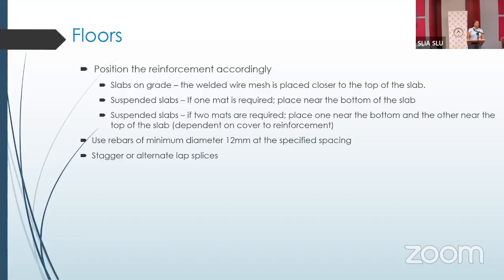For your floors, if it is a slab on grade, you need to make sure that your welded wire mesh is placed at the top of the slab. If it is a suspended slab, then one mat is required, placed at the bottom of the slab. If it is two mats, then we have one at the bottom and one at the top of the slab. And again, the position of those depends on the cover to the reinforcement.